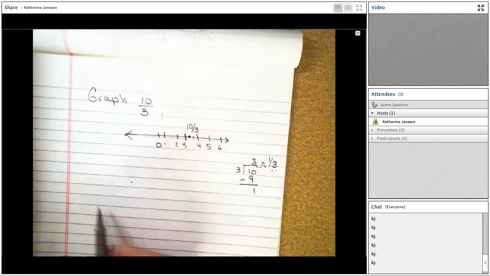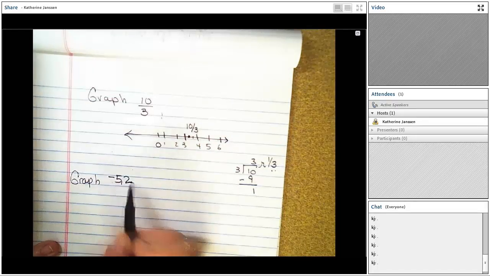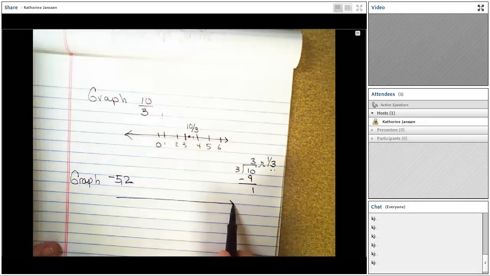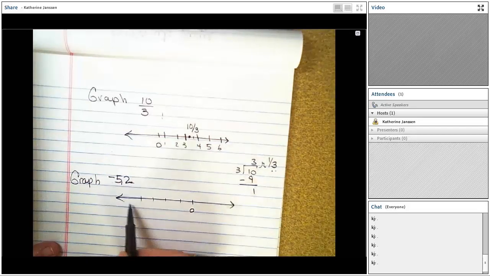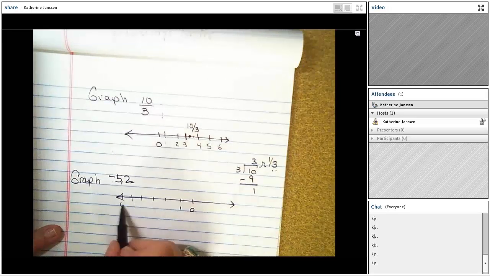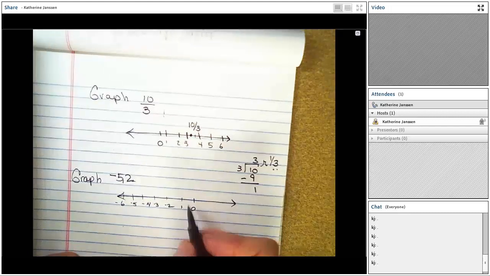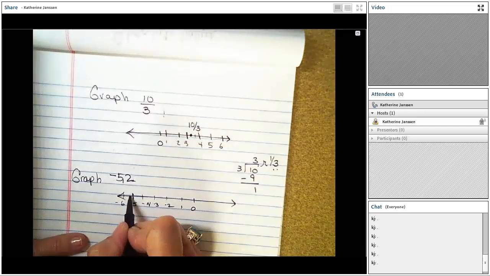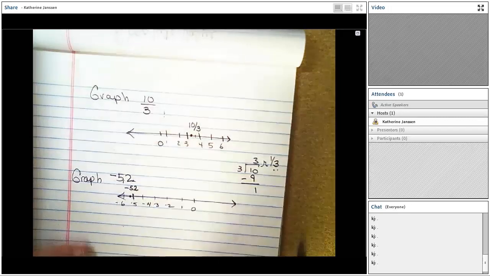We're asked to graph negative 5.2. One, two, three, four, five, 6. Here's negative 5, negative 4, negative 3, negative 2, and negative 1. Now negative 5 is right here, plus a little bit, right about there. Negative 5.2 on the number line.